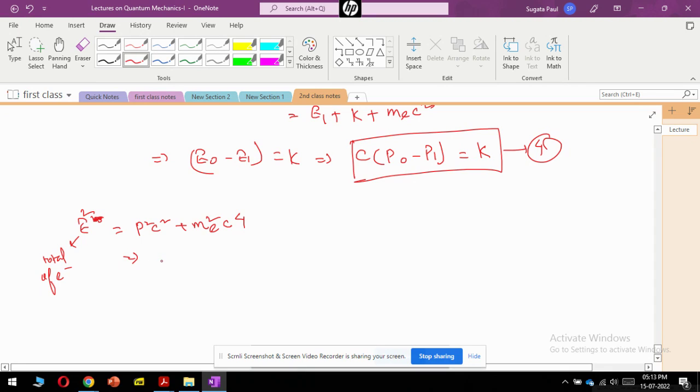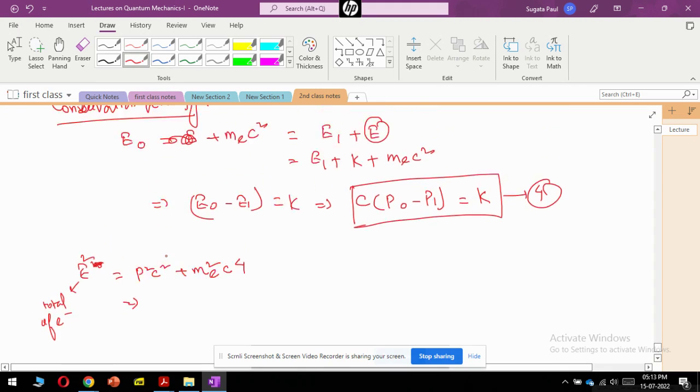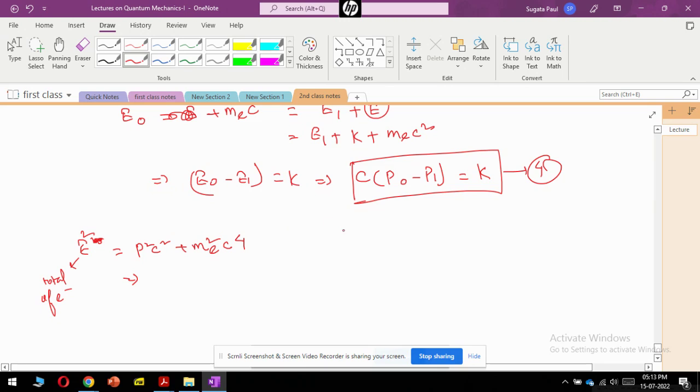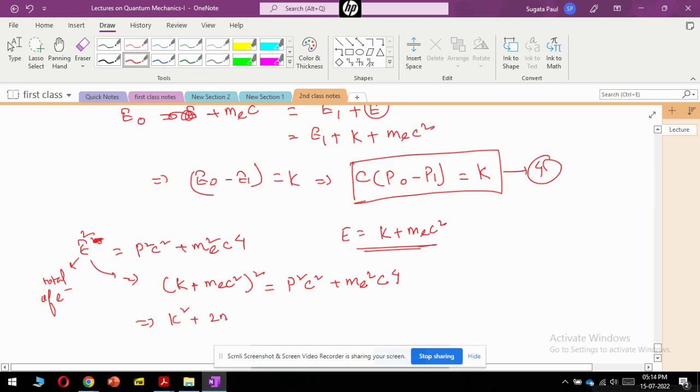So in this case, we just have to substitute some of the terms, like we have obtained that E equals K plus m_e c² for an electron, because the electron's total energy is kinetic energy plus rest mass energy. So on the left hand side, we replace E² with (K plus m_e c²) whole square, which is equal to p² c² plus m_e² c⁴. Now if we simplify the left hand side, that becomes K² plus 2 m_e c² K plus m_e² c⁴ equal to p² c² plus m_e² c⁴. Now these two cancel out.